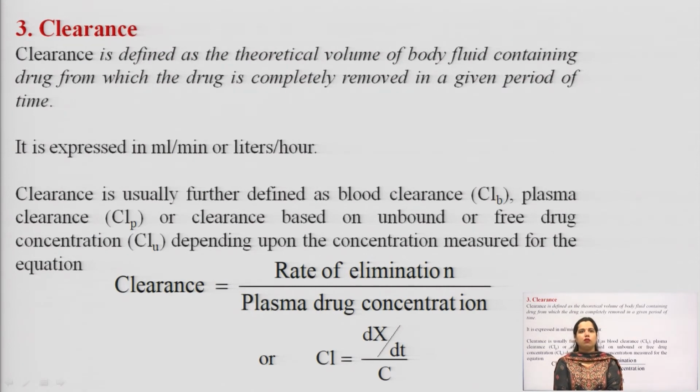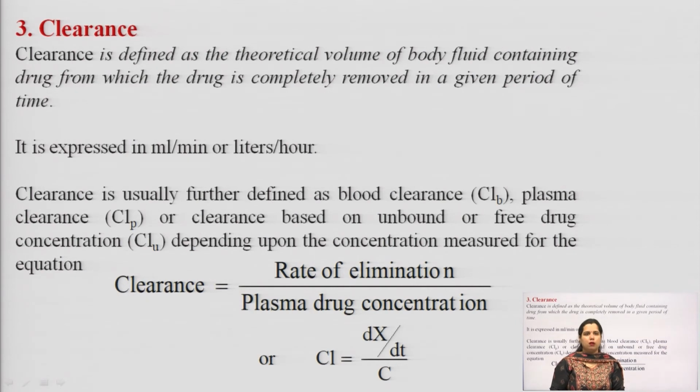Clearance is usually further defined as blood clearance CLB, plasma clearance CLP, or clearance based on unbound or free drug concentration, CLU. So, depending upon the concentration measured for the equation, we have blood clearance, plasma clearance CLP, or clearance based on unbound or free drug concentration CLU. Depending on the concentration measured, we can use the particular equation.